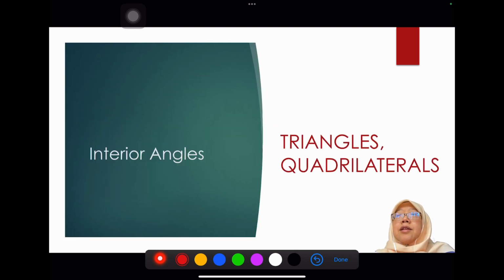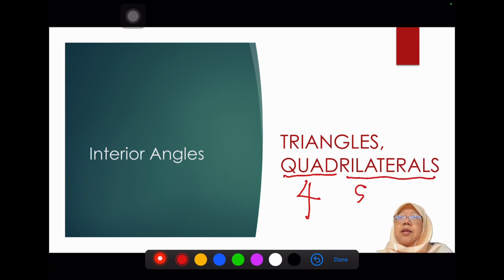Let's look at interior angles for triangles and quadrilaterals. Can you still remember what quadrilaterals are? Very good. Quad means 4. Laterals means sides. So 4 sides.